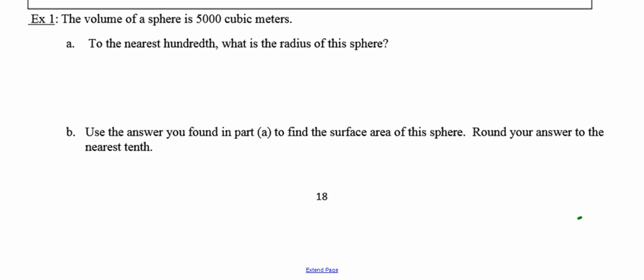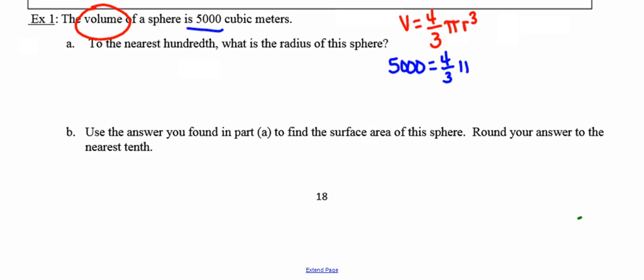In number 1, it talks about the volume of a sphere being 5,000 cubic meters. It wants us to find to the nearest hundredth the radius of that sphere. Since we're talking volume, I'm going to make sure that I use the formula for volume. So the formula for volume of a sphere is 4/3 times pi times the radius cubed. Now I'm going to substitute into that formula everything that I know. The volume of that sphere is 5,000, so I'll plug that in on the left side of my formula. The 4/3 is going to move down to the next line. The pi will move down to the next line, times r cubed.